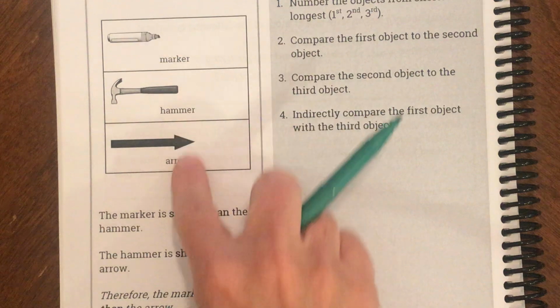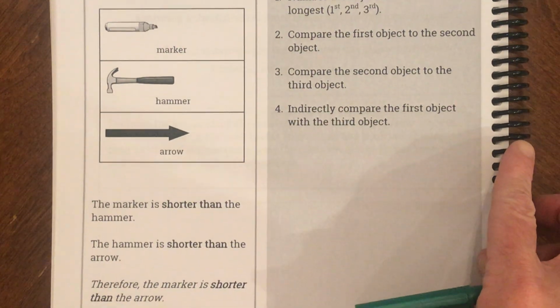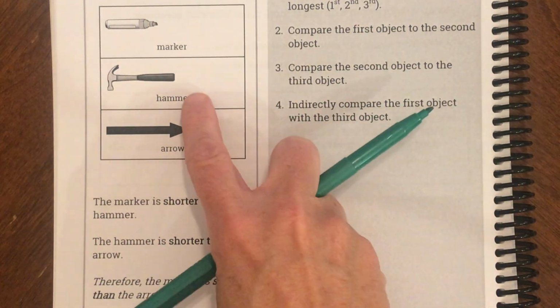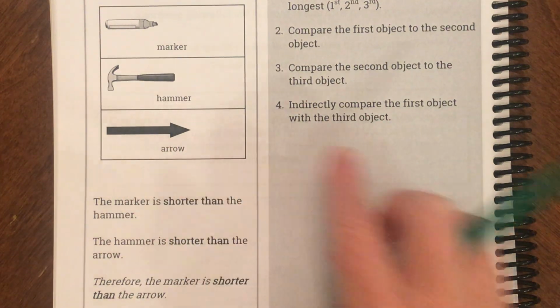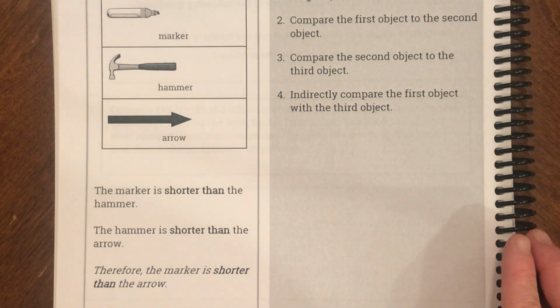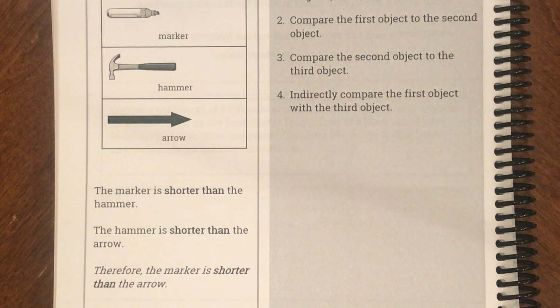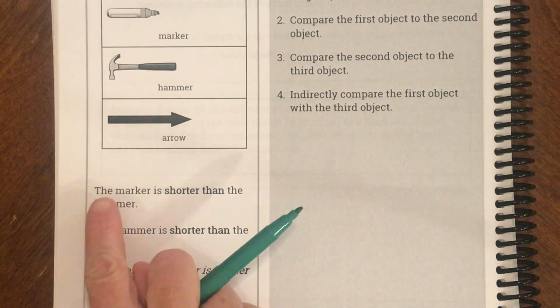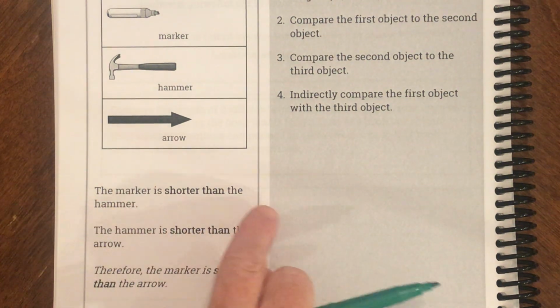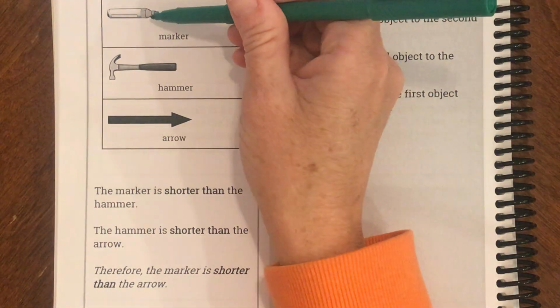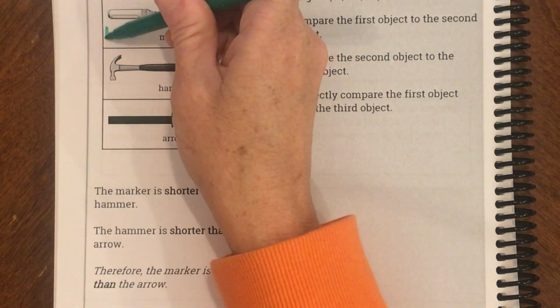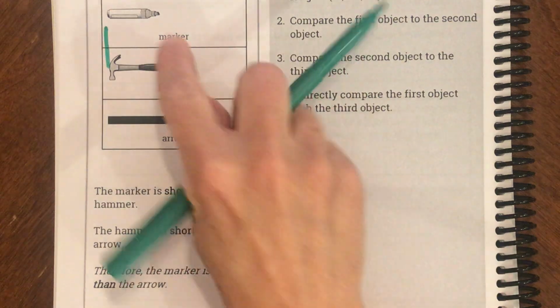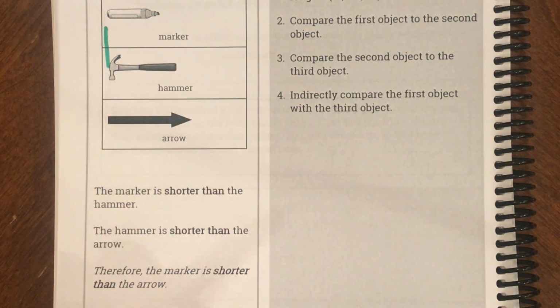They've given us three objects. We see a marker, a hammer, and an arrow. Okay, now let's look at what they did. They said the marker is shorter than the hammer. So they compared the marker to the hammer. And that's true, the marker is shorter than the hammer.